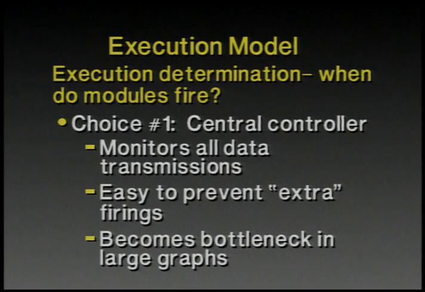In this case, it's very easy to prevent extra firings from modules, but in general, it becomes the bottleneck in large graphs. So if you have a graph that consists of 10 modules and you have one central controller, if we're talking about separate processes now, every time a module fires, it sends information back to that central controller and does context switching, maps that controller in, sends a message to it. The controller broadcasts a message down to all the modules downstream from that first module, telling them that they can execute. So you can get an awful lot of communication.